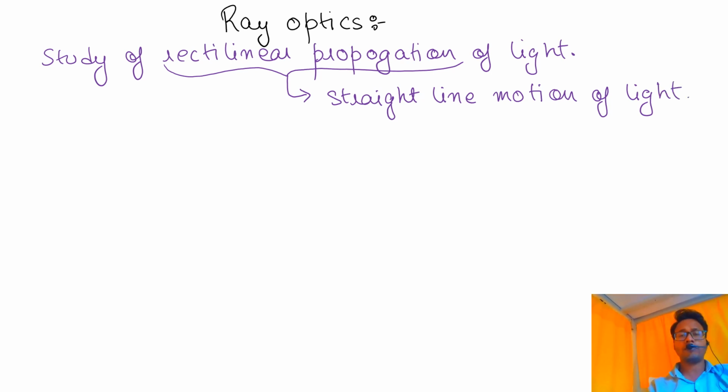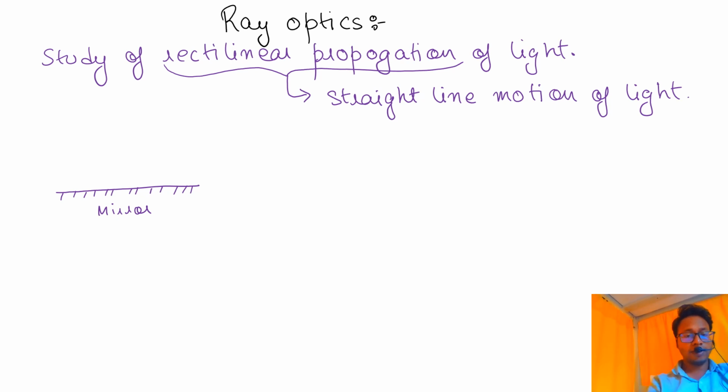What do I mean by straight line motion of light? Or what exactly are we going to study in this chapter? We'll start with reflection. We have all seen a mirror. What does a mirror do? A mirror reflects light, no? A ray of light strikes the mirror and reflects back. We're going to study this property. Both this ray of light and that ray of light are straight lines, so we study this topic in ray optics.